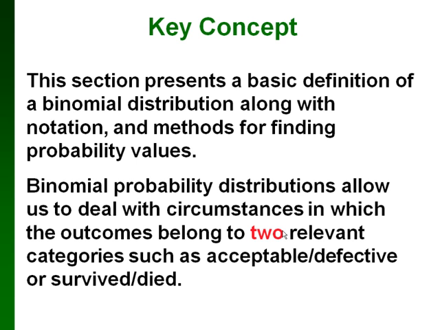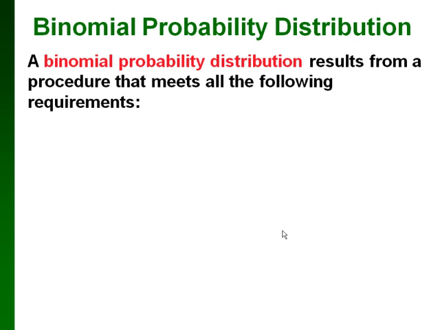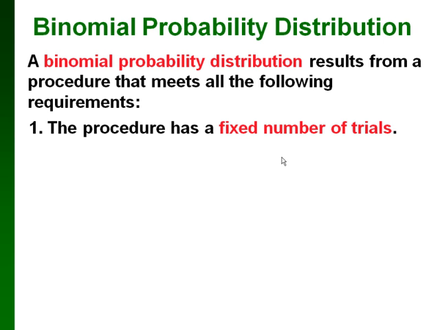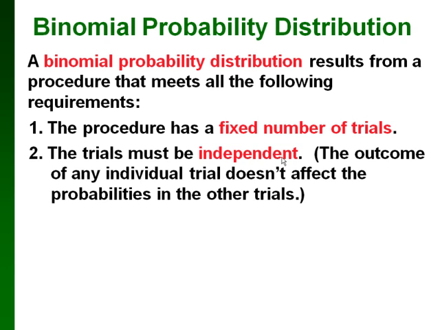The idea of a binomial probability distribution is that our outcomes have to belong to two categories only, such as acceptable or defective, yes or no, survived, died, and so on. So to be a binomial probability distribution, we have to meet all the following requirements. The procedure has a fixed number of trials. The trials must be independent. In other words, the outcome of any individual trial doesn't affect the probabilities in the other trials.